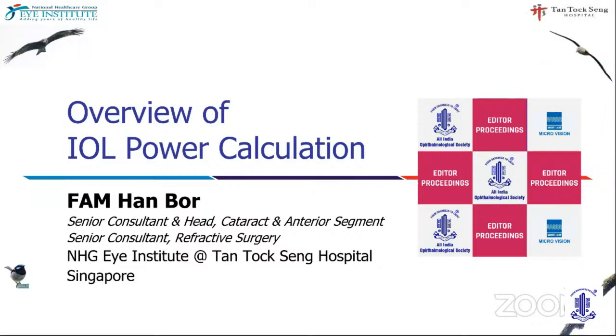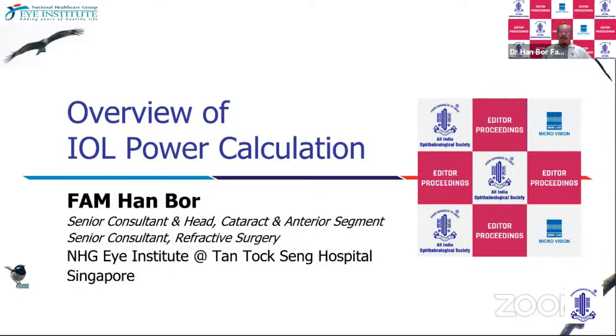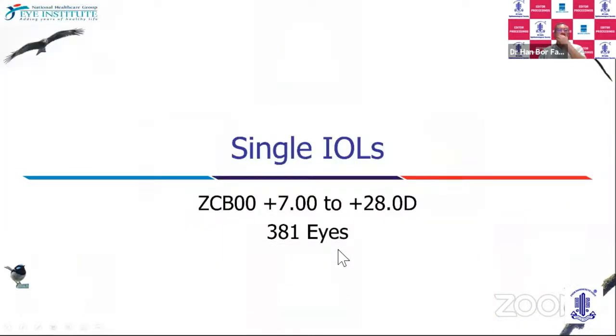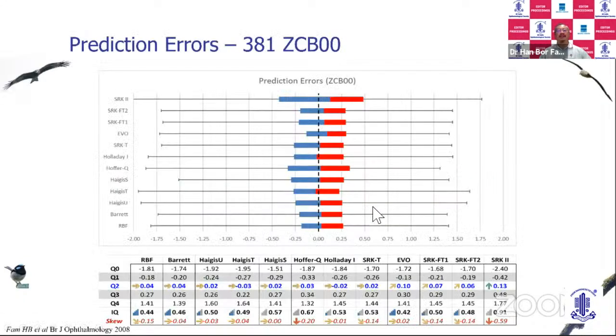Okay, so I'm just going to talk about an overview. In fact, this is a comparison of most of the current IOL power calculation formulae. Well, first we're going to look at a single IOL. These are mainly ZCB. If you look at most of the publications, they are mainly from the RCOphth platform. This is 381 eyes. Okay, this is a box plot.